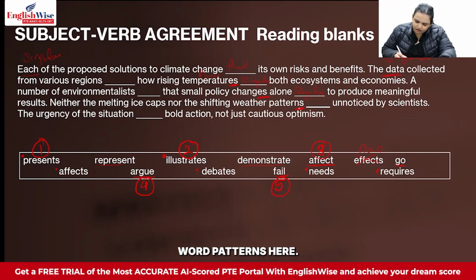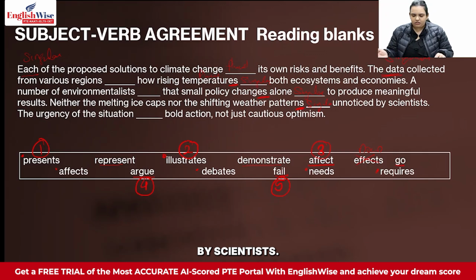To produce meaningful results, neither the melting ice caps nor the shifting weather patterns. Again, I have the word patterns here. Okay. So patterns again need something singular. So let me look at singular verbs which are left. So we have represent and we have go. Okay, so patterns represent unnoticed by scientists, that doesn't make sense. So patterns go unnoticed by scientists, that makes sense. So you always have something that went unnoticed or goes unnoticed in front of you. So you will go with the word go here. That is going to be your sixth blank.